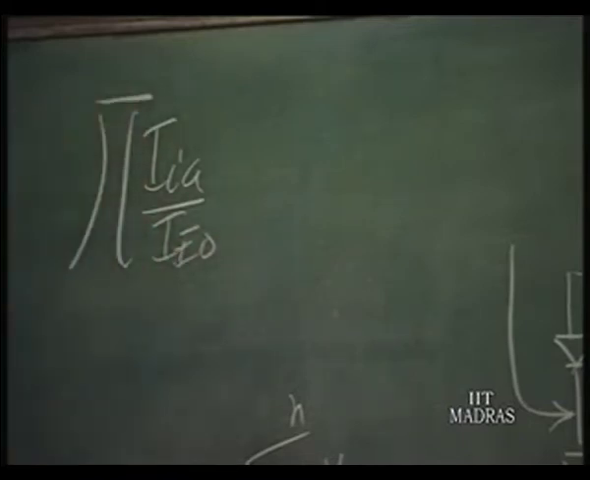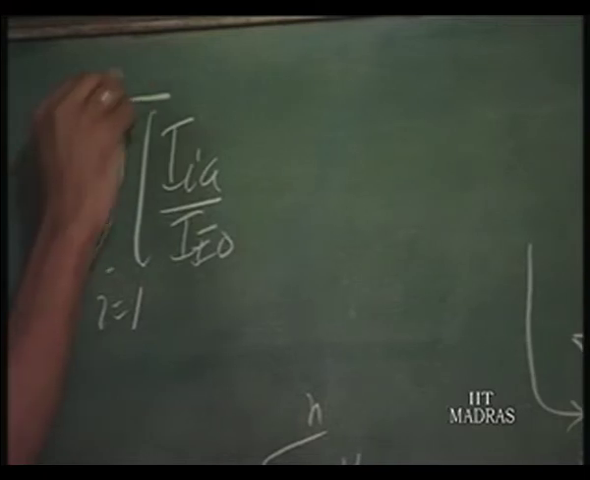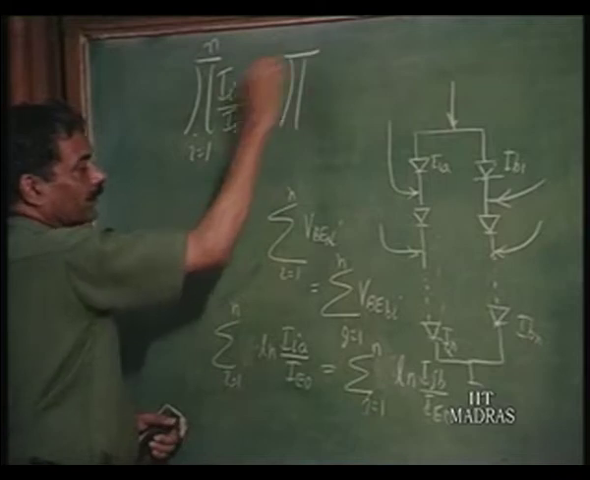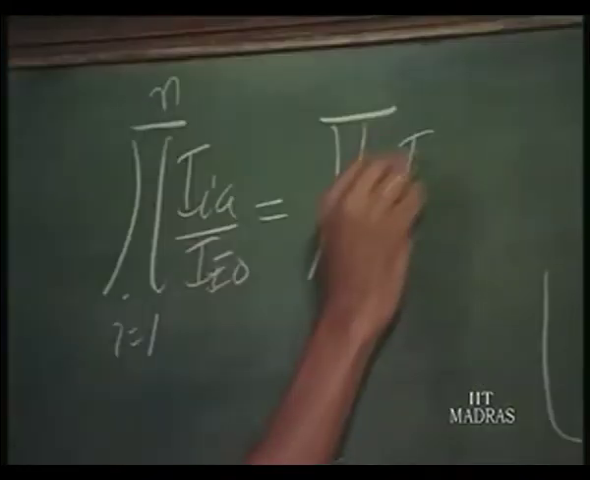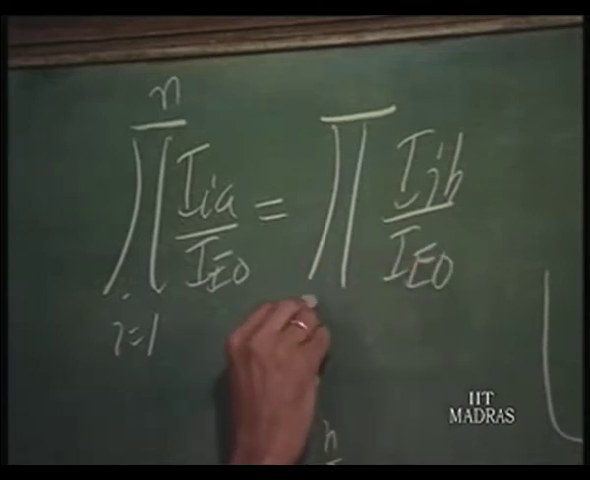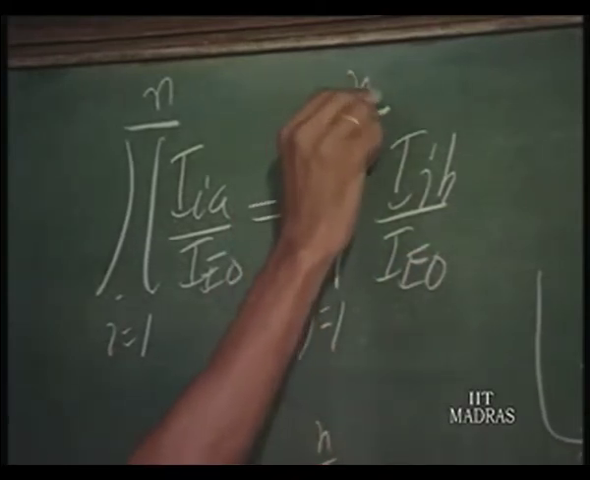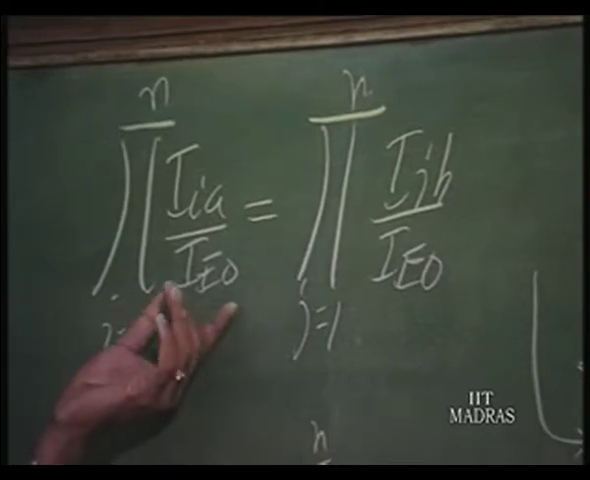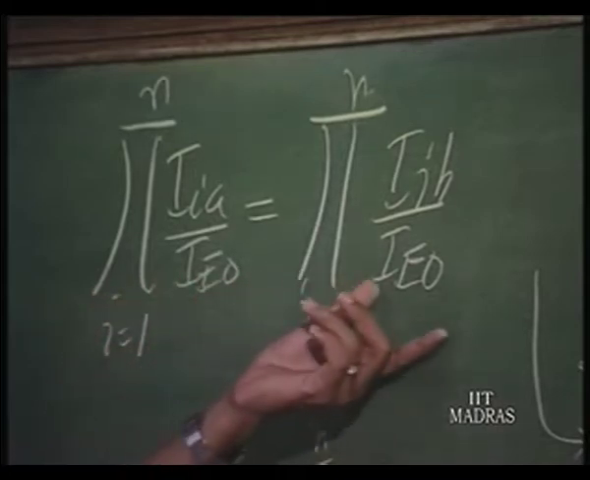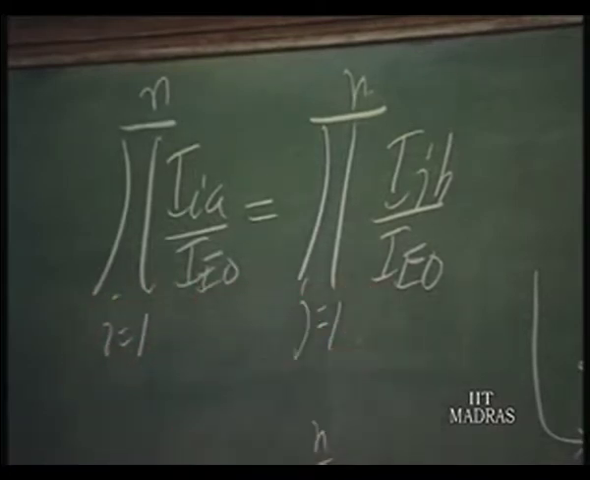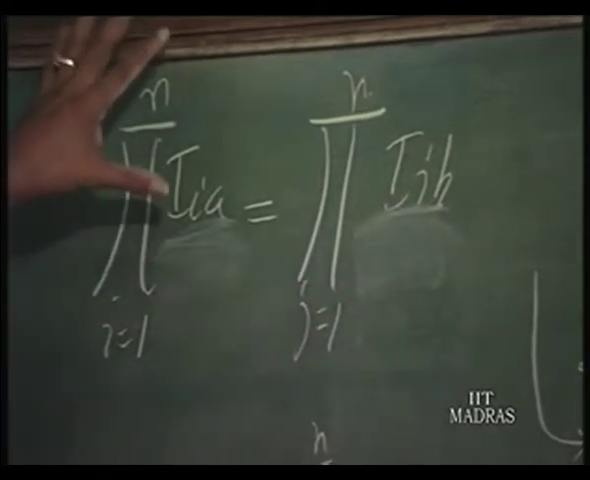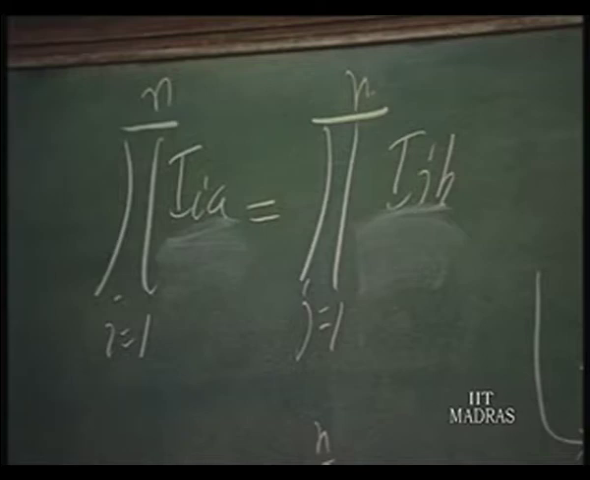Product, i equal to 1 to n, is the same as log. So, that means product of j equal to 1 to n. This will give you 1 over I E naught to the power n. This also will give you 1 over I E naught to the power n. So, this is the basic principle, the translinear principle, very important.